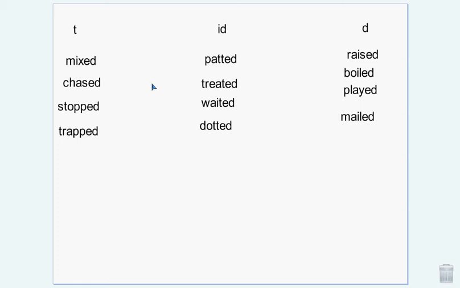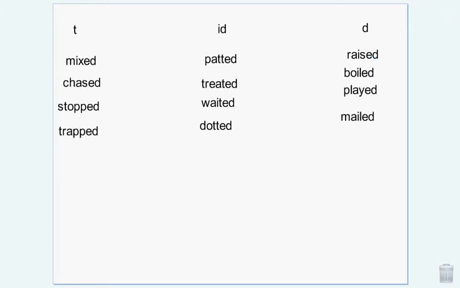So today in class we sorted words based on their -ed ending sound, whether that was /t/, /id/, or /d/. For example, you have mixed, chased, stopped, trapped, all kind of ending in /t/. You have padded, treated, weighted, and dotted. Then you have mailed, played, boiled, and raised.